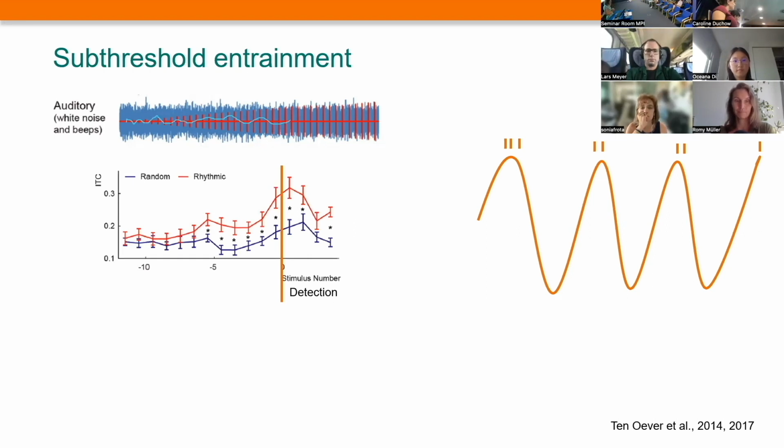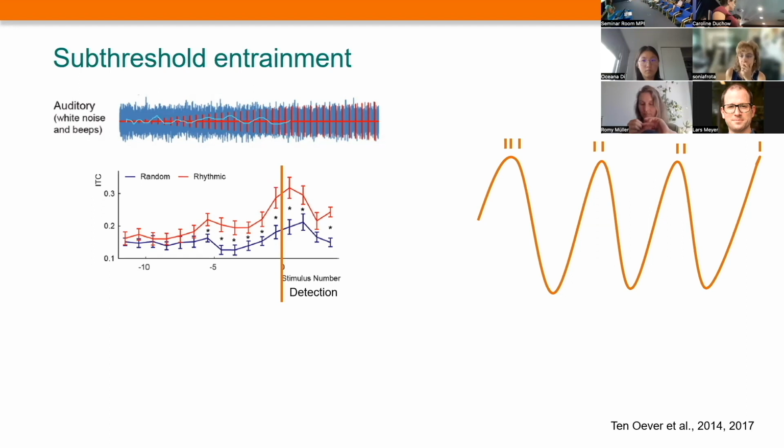So what you can see here is 0 is the moment that participants indicated this is the stimulus I detected. And the interesting thing is when we look back. So this is stimuli that participants didn't detect yet. And this is, for example, the 6th stimulus before participants say they detect the sound. And we compared a random stream of randomly presented sounds versus a rhythmic structure. And you could already see a difference in the intertrial coherence, which is a measure of phase consistency over trials, between these two conditions. So prior to participants even hearing the sounds, phases already align to the rhythmic input structure.